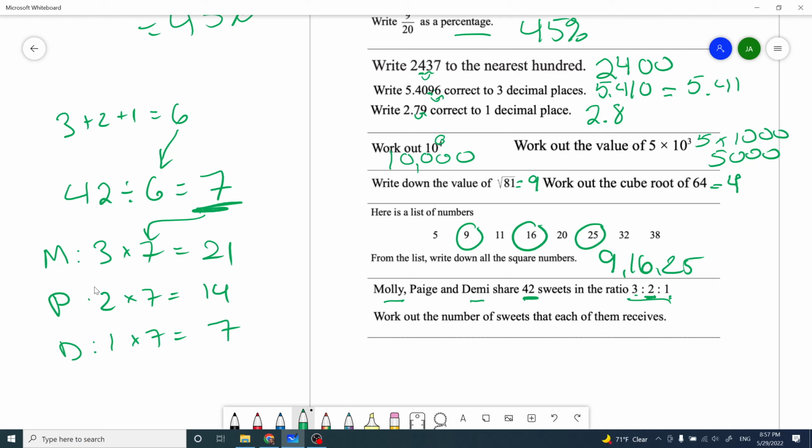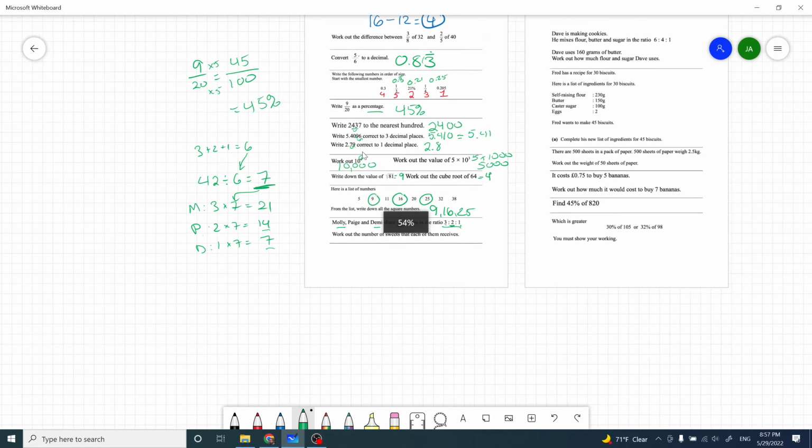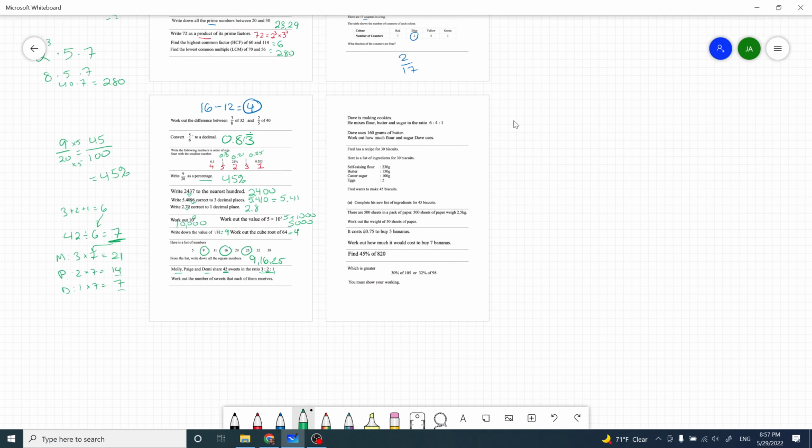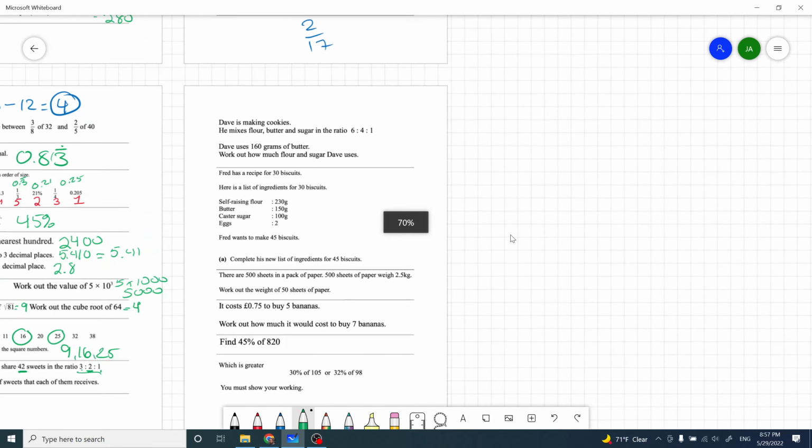And there we have it. So Molly gets 21, Paige gets 14, and Demi gets 7. And if you add them all up, you do get 42. You can do that as a way to check your work. Let's go ahead now and move on to the last page of this review.